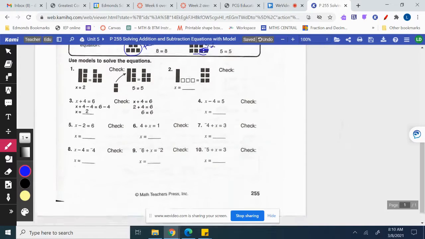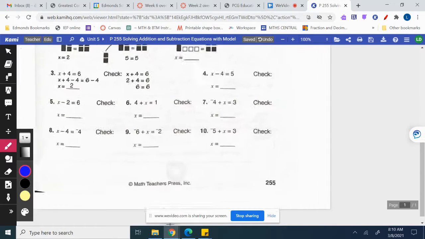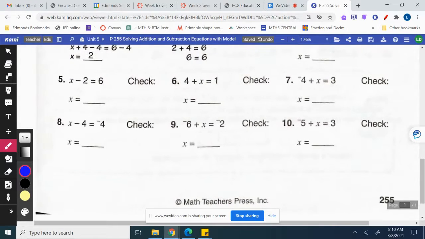And so I'm going to show you number 9, how to solve without the blocks. So I have -6. So if I have -6, to get rid of that, I have to add 6. If I add 6 to one side, I have to add 6 to the other. So on the left-hand side, these 6's cancel each other out, so I'm left with just x. And I have -2 plus 6. And I know that is 4 because the signs are different, so I subtract.